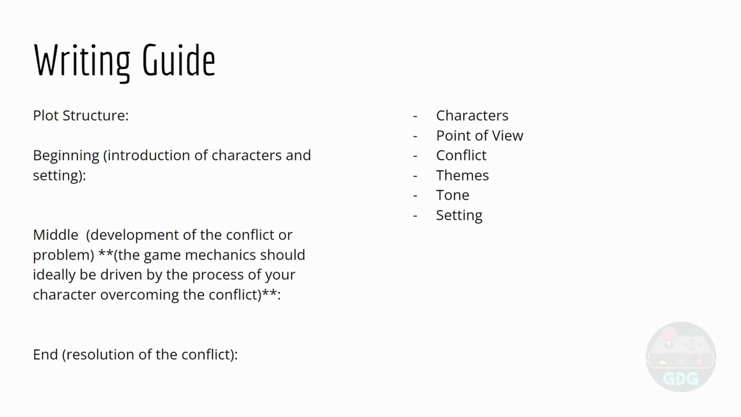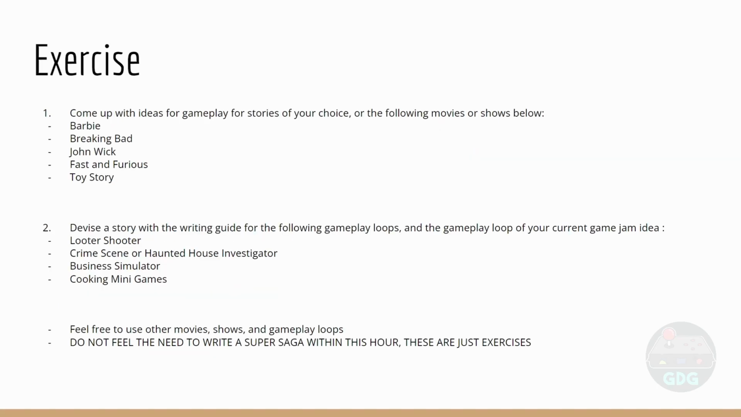All right, so now we're going to do an exercise or a few exercises. So you don't have to do this in any particular order. You don't have to follow these prompts 100%. But the first exercise is you come up with gameplay ideas for a story. It doesn't have to be any of these stories. The second exercise is that you can come up with a story based on the gameplay loop ideas.